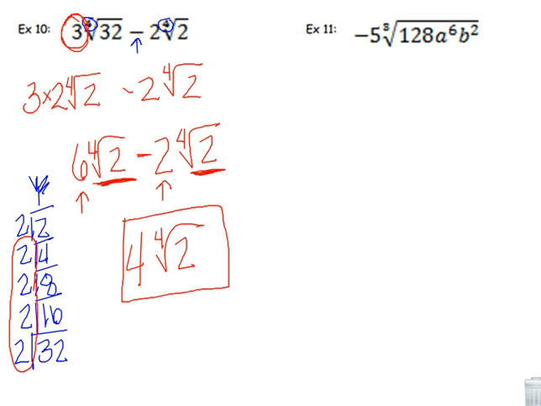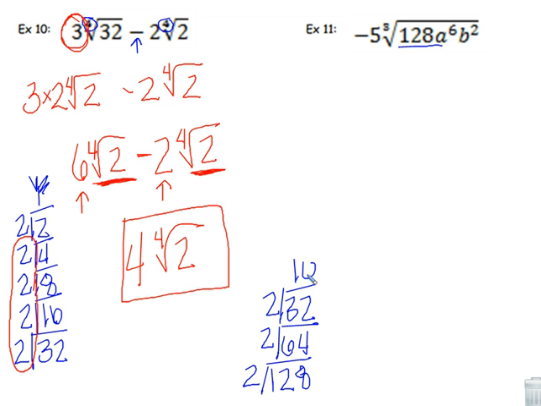Number 11 is the mother of all of them. We got variables, we got powers, we got big numbers, we got negatives. There's a lot of stuff going on. Let's just start with the number first. If we break down 128, prime number of 2 would give us 64. Prime number of 2, we'd get 32. Another 2 would work, we get 16. Another 2 would give us 8. 2 would give us 4. 2 would give us 2. And then lastly 2, and there's my birthday candle of 1.